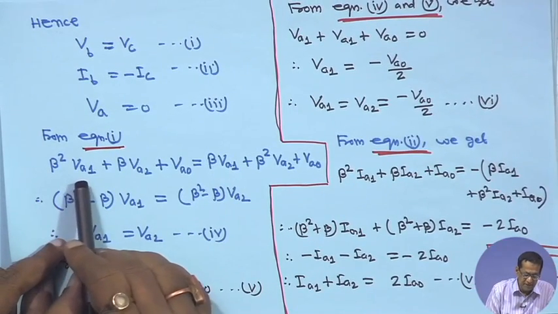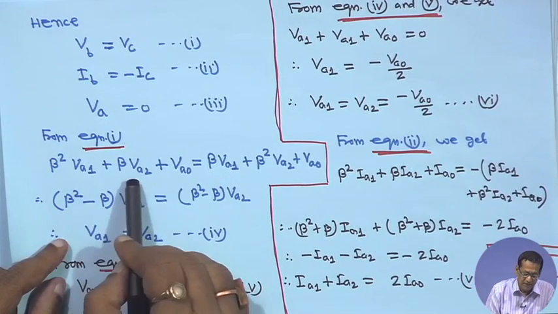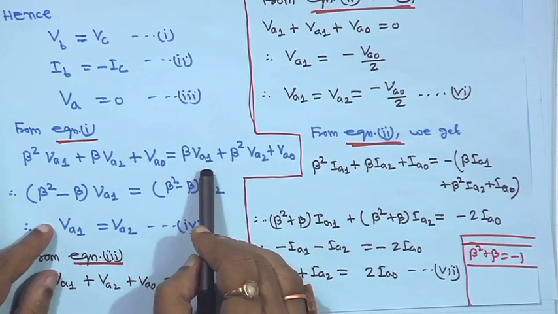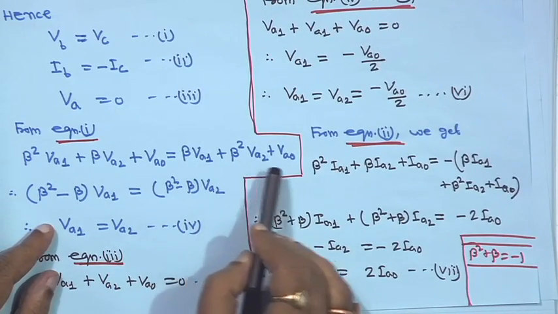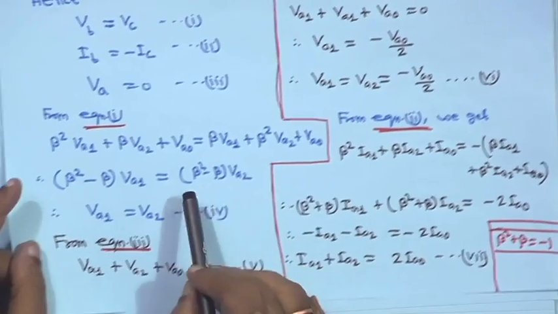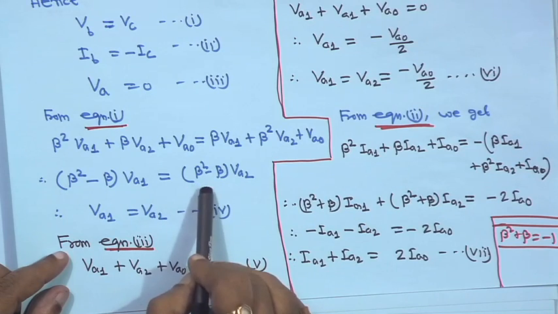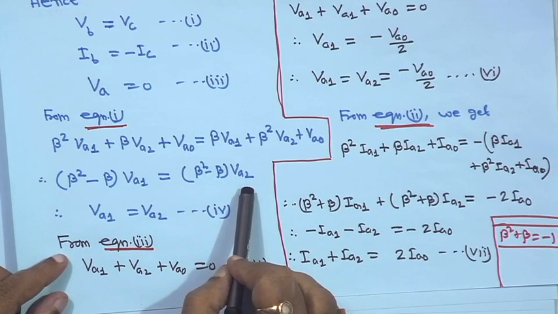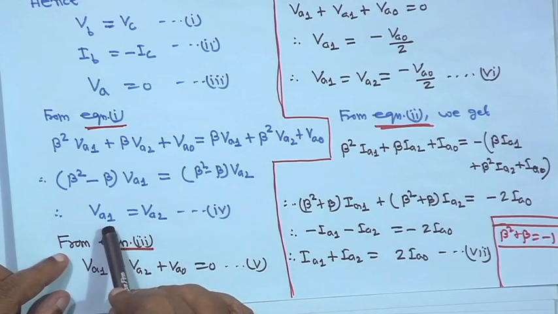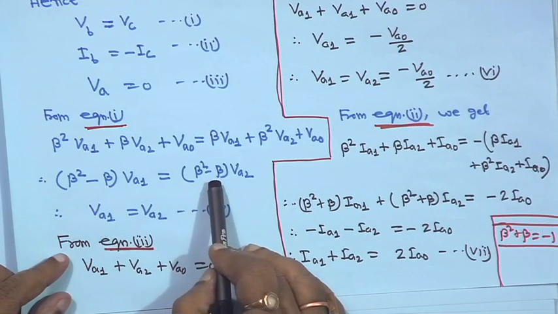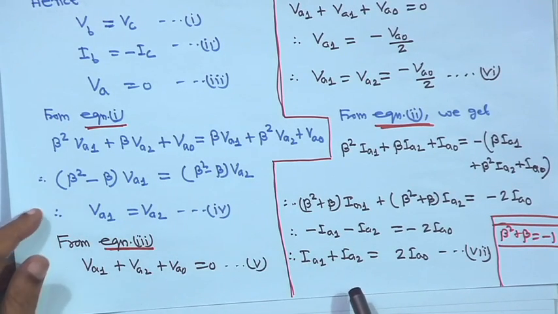So, V B is equal to beta square V A 1 plus beta V A 2 plus V A 0, is equal to V C, that is beta V A 1 plus beta square V A 2 plus V A 0. If you simplify, it will be (beta square minus beta) V A 1 is equal to (beta square minus beta) V A 2. So that means V A 1 is equal to V A 2, because beta square minus beta will be cancelled.